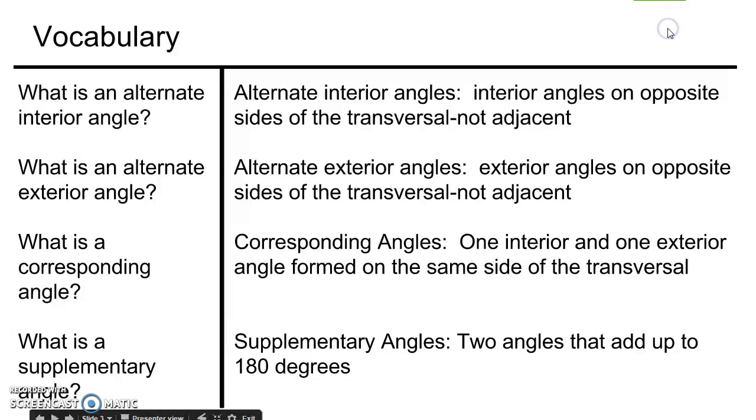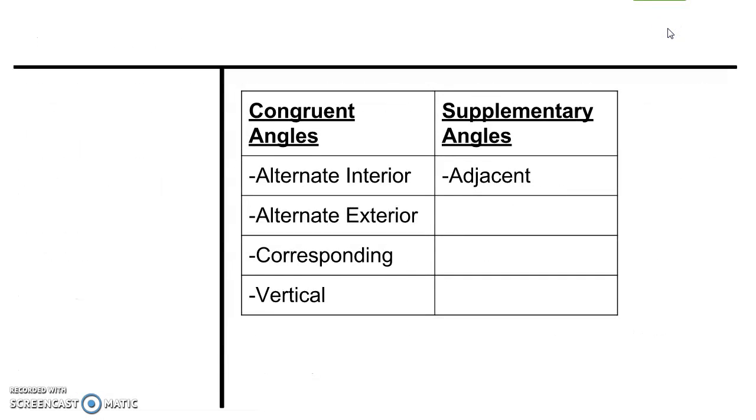Okay, last thing to copy, a little table that tells us some very important information. This is going to help us find missing angle measures. All of these different types of angles that we just discussed, along with vertical angles that we learned about in our 7th grade angles unit, are congruent. What does congruent mean? It means that they are equal. Their angle measures are the same.